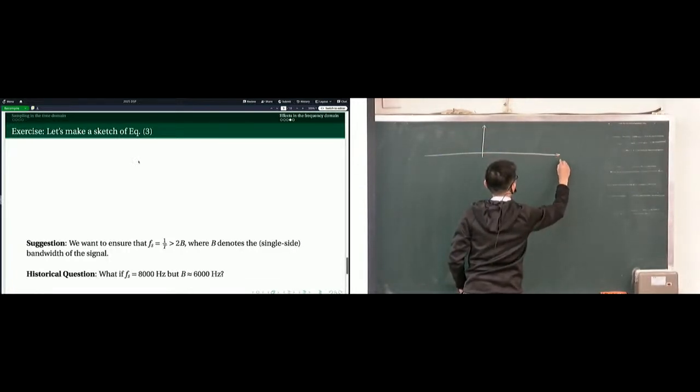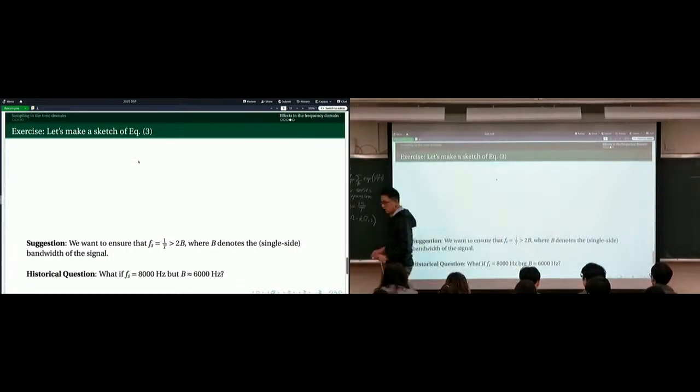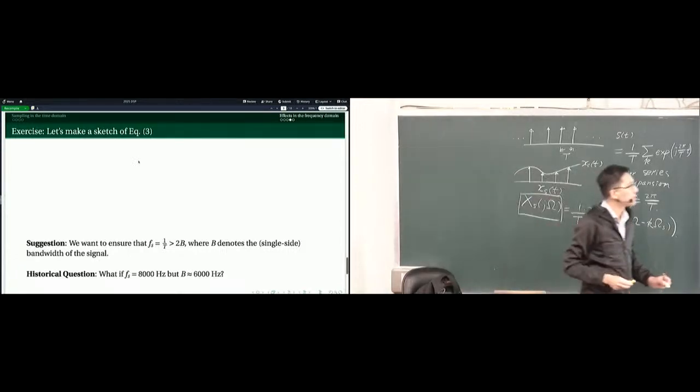I think I'm going to need some other colors. So let me grab a few chalks. Okay.